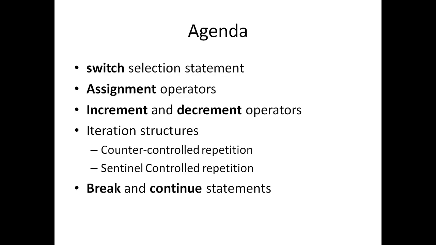Today's topic is how to control the program. It is control structure part two. Today we are going to explain several things. One is the switch selection statement, then the cycle operator, increment and decrement. After that, we need to talk about structure: counter control, sentinel control, and especially, later, we will talk about break and continue inside this control.